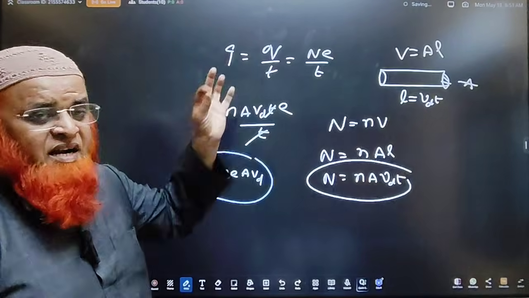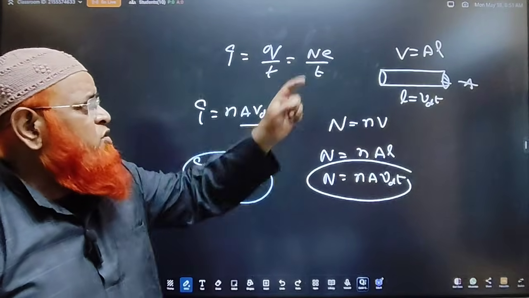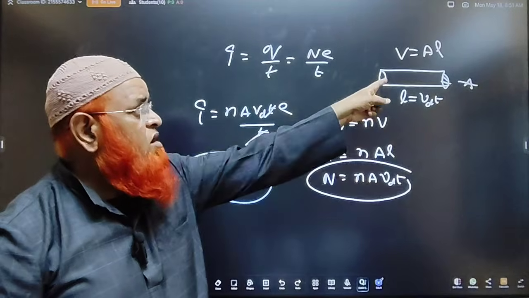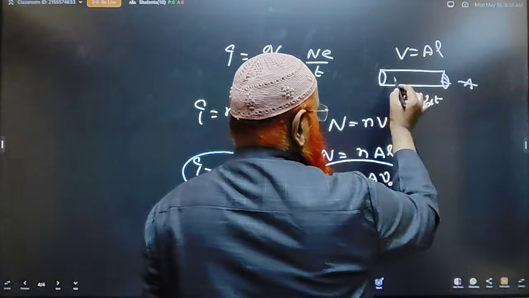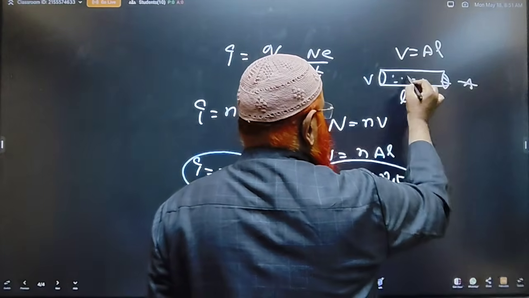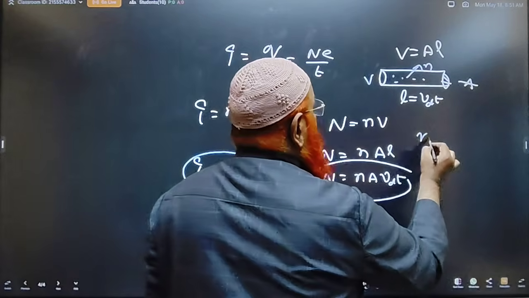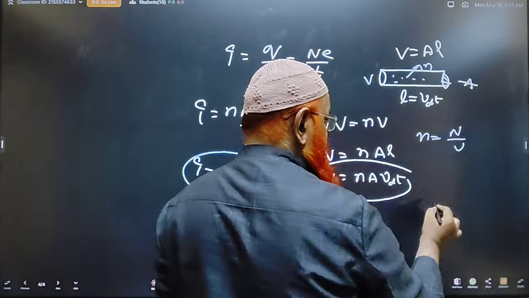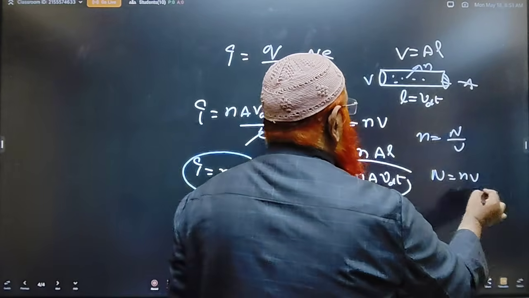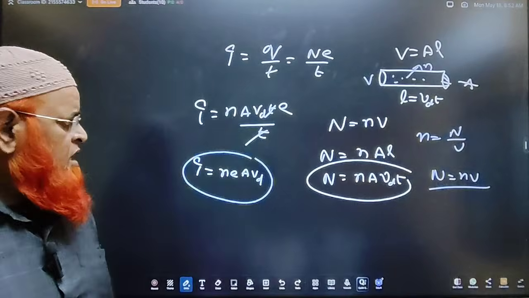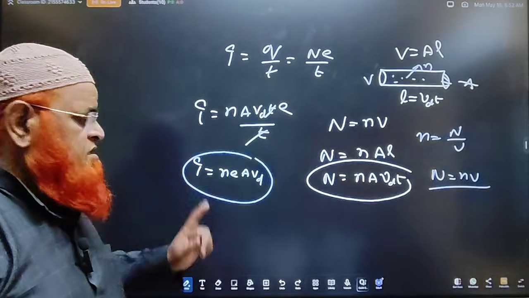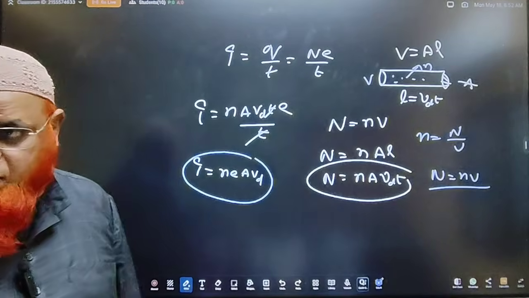The basic formula for current is the rate of flow of charge. Charge means N into e, where N means the number of electrons in volume V. So this is the volume of a conductor, and how many electrons are present? Small n is nothing but the electron density, capital N by V. So capital N is nothing but small n into V. Hope you are understanding what I am saying now. So I got the formula for I.